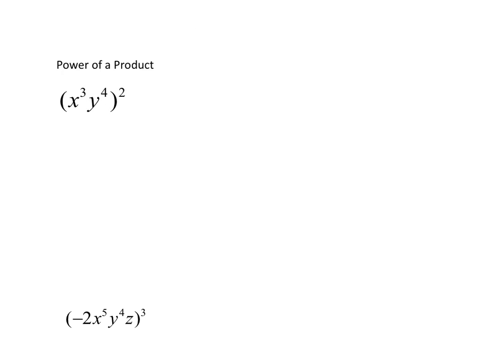Our next rule is if we have the power of a product. So the product here is x to the third times y to the fourth, and it's raised to a power. It's raised to the second power. So you could sort of think of this as x to the third y to the fourth times x to the third y to the fourth, because I have two of them, and that's what squared means.